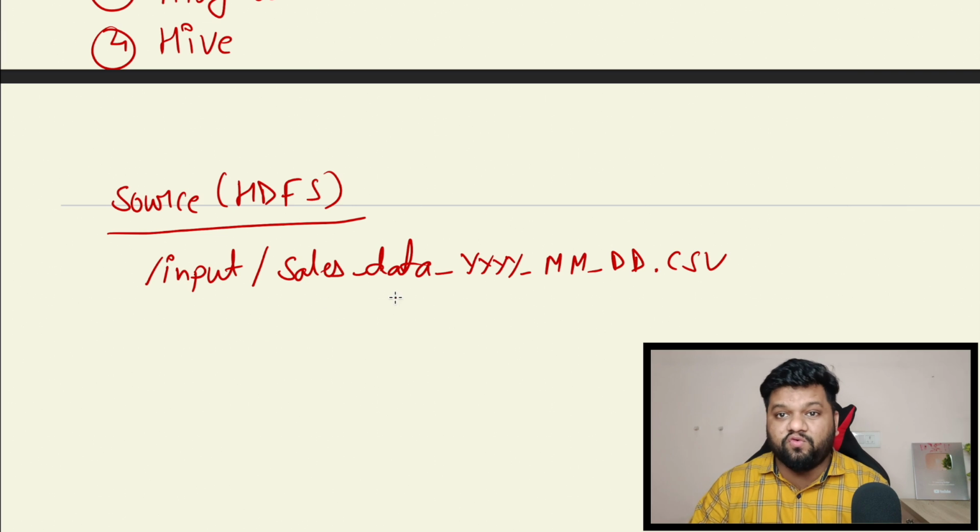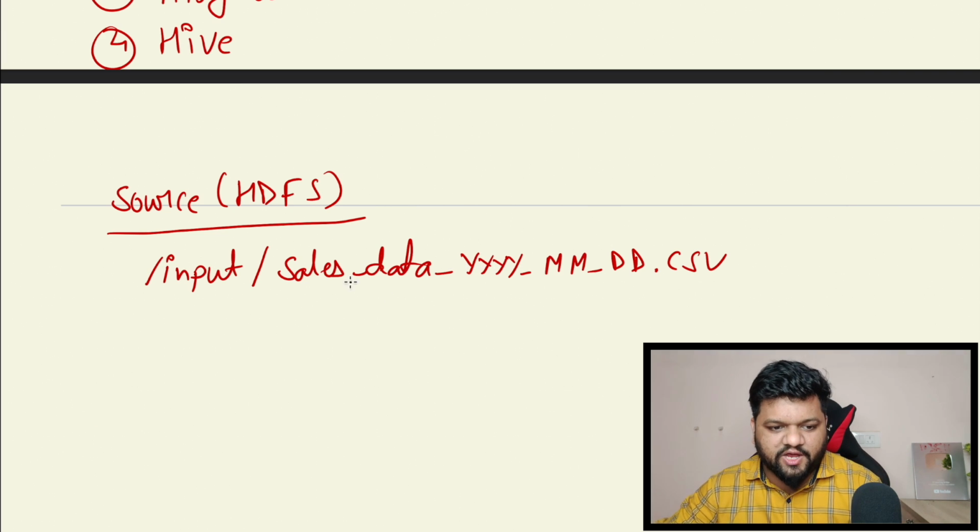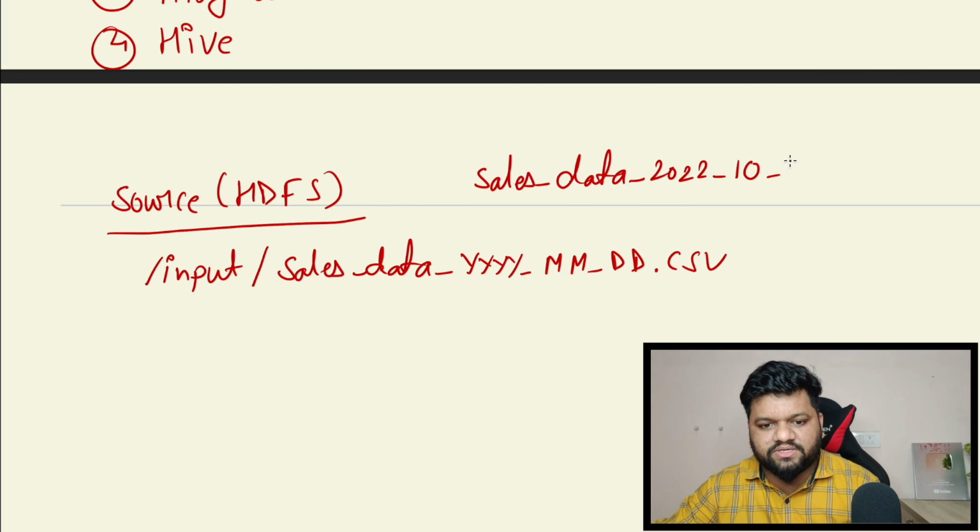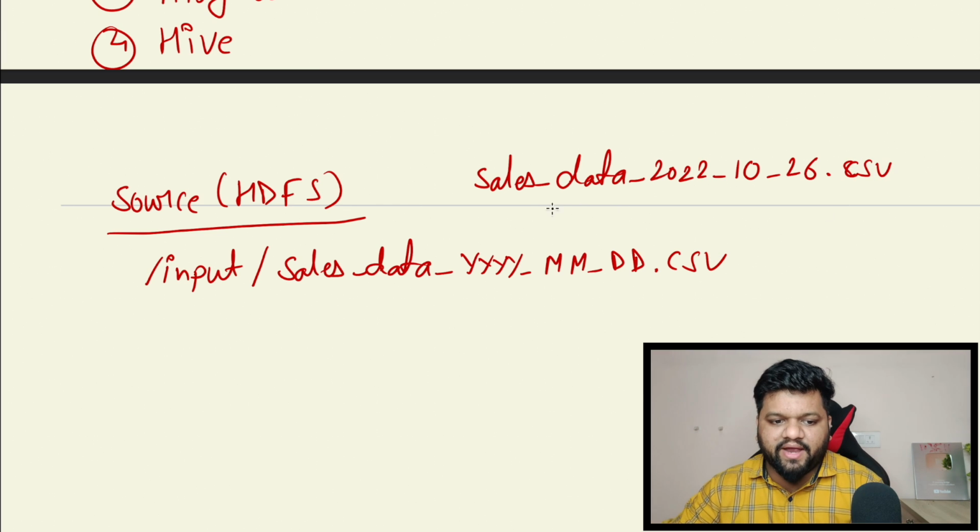Every day you will be getting the sales data, and the file which will get created under this folder will have sales data as a prefix and the current date as the suffix. So let's say today is the 26th of October. This input data will look like sales_data_2022_10_26.csv, so that every day you will be getting the data, right?